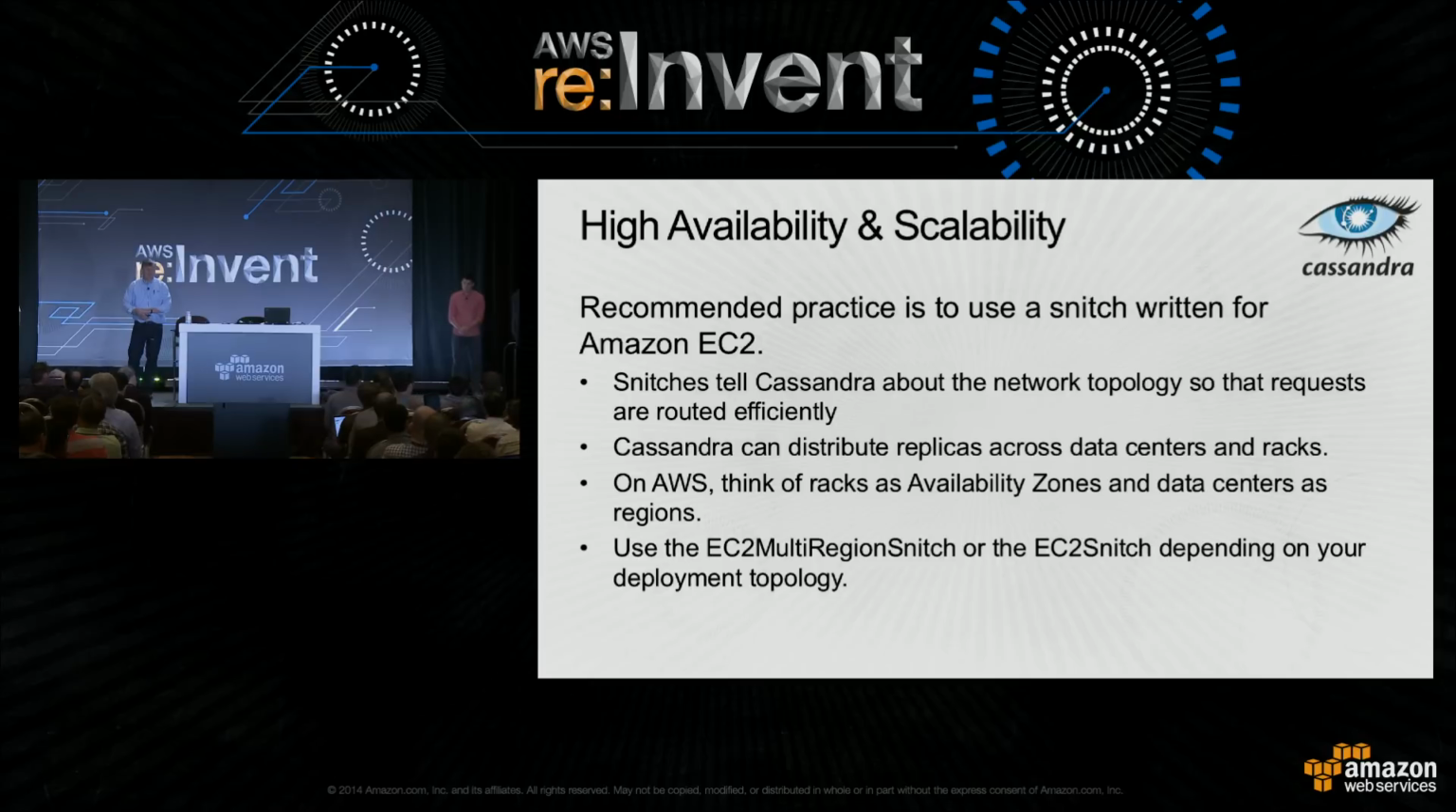The recommended practice is to use a software called a snitch that is used to describe the network topology so that requests are routed efficiently. There are two specific snitches that are written to run on EC2. The choice is really, are you going multi-region or not? But choose the right one and don't try and force it, or look carefully if you think you need to write your own. And if you're translating from the Cassandra documentation to ours, where they talk about racks, think availability zones. Where they talk about data centers, think regions.